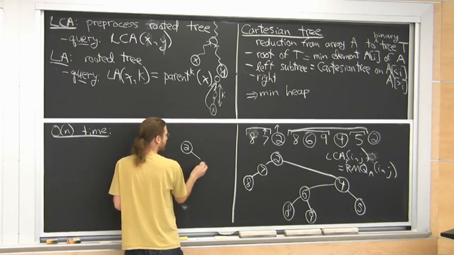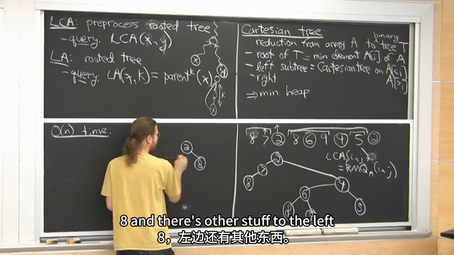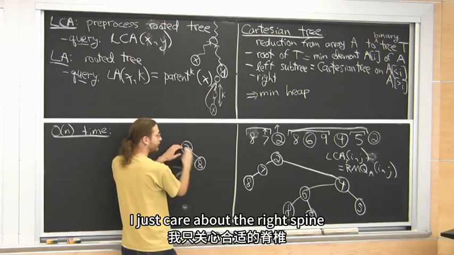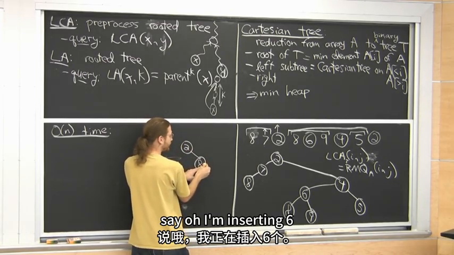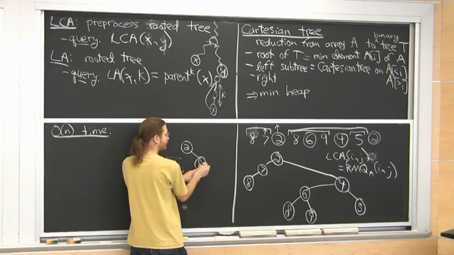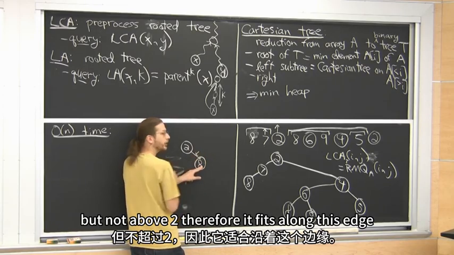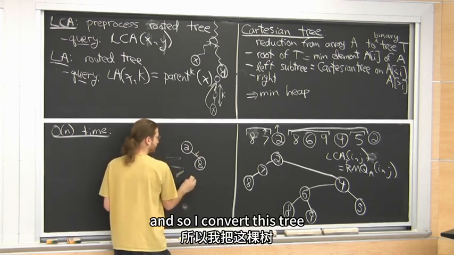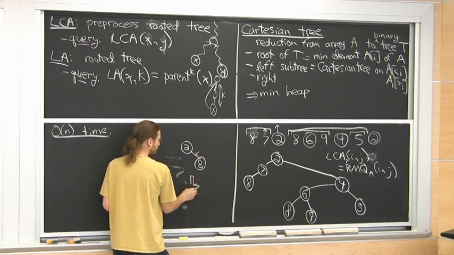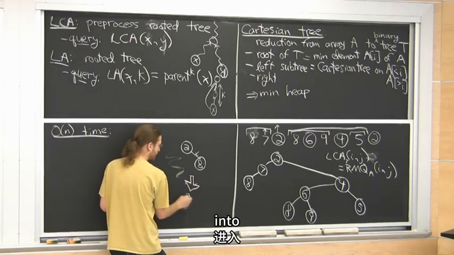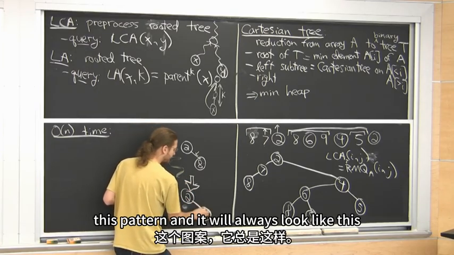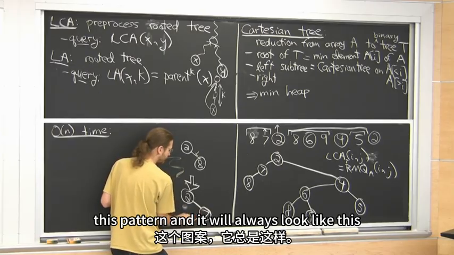You've got 2, 8, and there's other stuff to the left, but I don't actually care. I just care about the right spine. Say, oh, I'm inserting 6. 6 would have been above 8, but not above 2. Therefore, it fits along this edge. And so I convert this tree into this pattern, and it will always look like this.